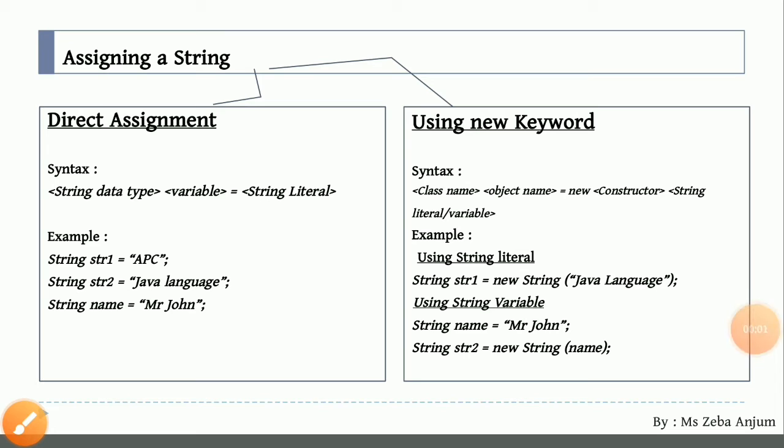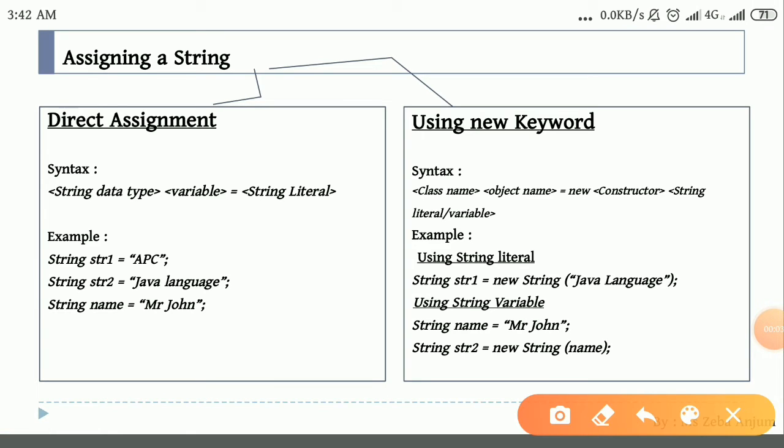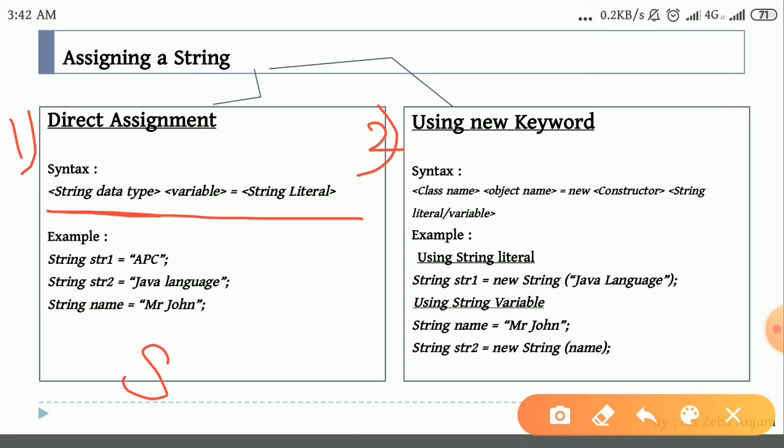See, the first method is direct assignment. The second is using the new keyword. Let us see the first one, direct assignment, first. As you can see on the screen, we have a particular syntax. Firstly you have to write down a data type, that is String. Now remember one thing, only String is a data type whose first letter is capital. Capital S you are going to write in String. For the rest of the data types you write in small letters. The first letter should be small, but for String it should be capital.